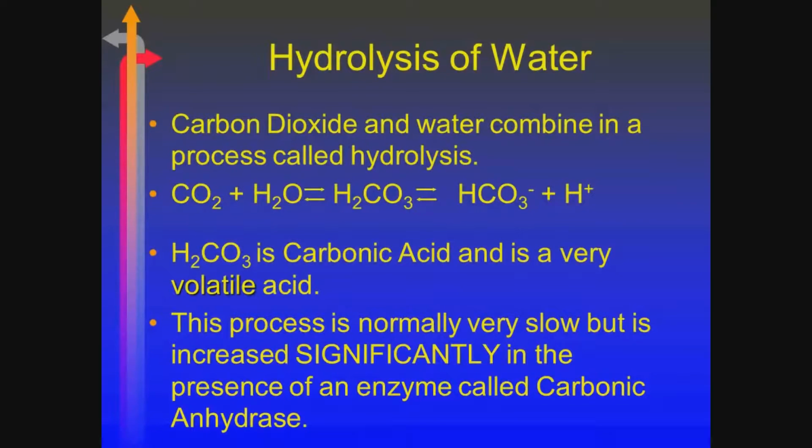Okay. Carbonic anhydrase: an enzyme that promotes the conversion of CO2 and water into bicarbonate ions and hydrogen ions. There are actually a couple other places in the body, one of which is the eye and one of which is the kidney, where the enzyme is located. Other than that, it's a real slow process.